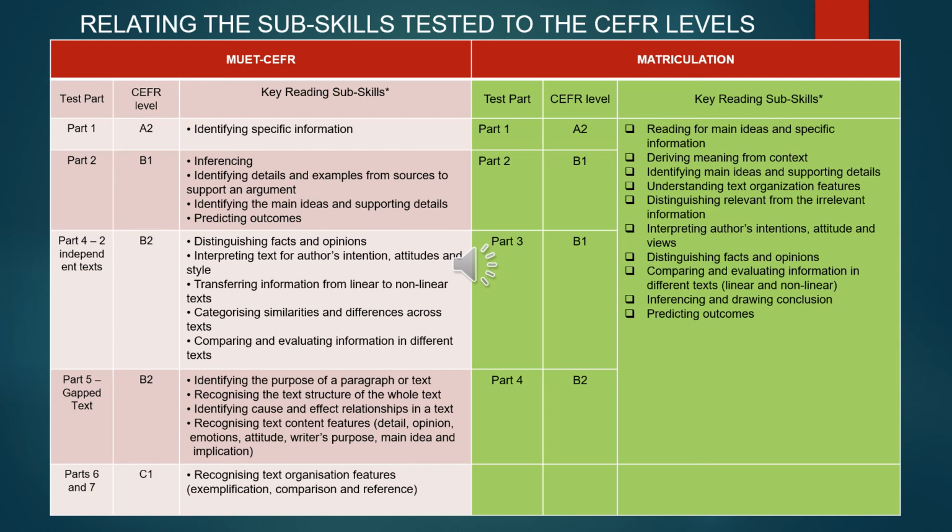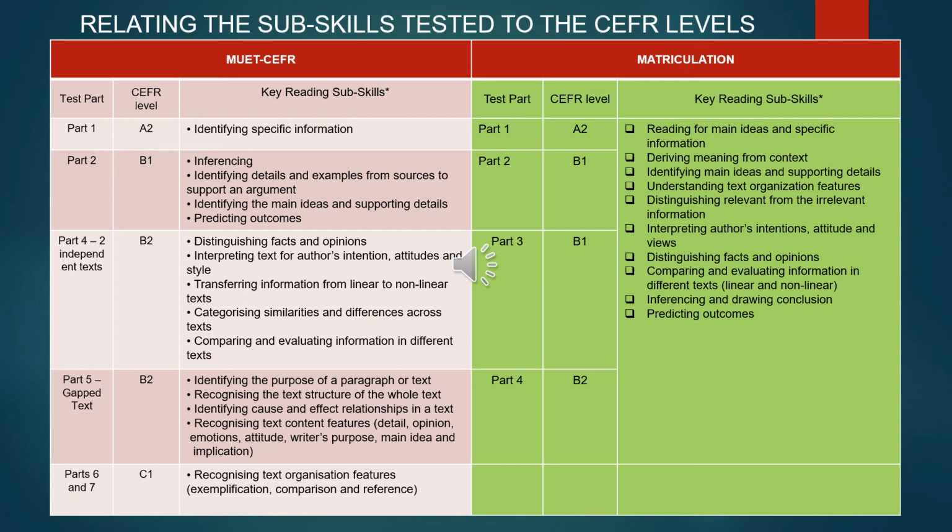Now let's have a look at matriculation sub-skills. The test part for part 1, the CEFR level is A2. For part 2, the CEFR level is B1. Part 3, the CEFR level is B1 still. And for part 4, the CEFR level is B2. We do not have part 5, part 6, and part 7.